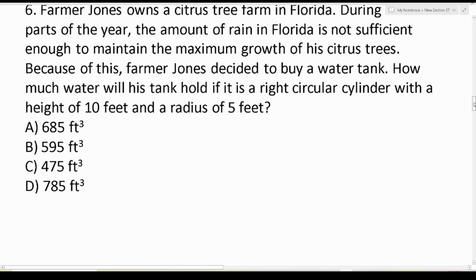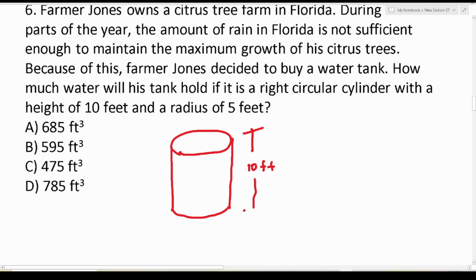Okay, so believe it or not, this is a pretty simple problem. We're dealing with a cylinder here, which kind of looks like this, has a circular top and a circular base. And we're told what the dimensions of it are. It's 10 feet tall, so it has a height of 10 feet. And it has a radius, which is the distance from the center point of the circle to the edge of the circle, of 5 feet. And we want to know how much water will his tank hold. In other words, we want to know the volume of this circular cylinder.